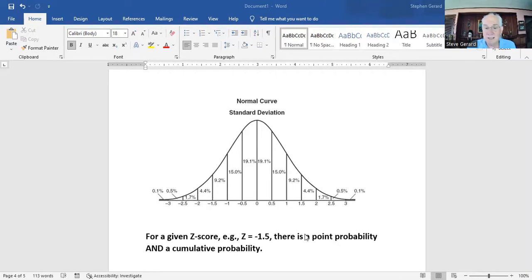Now, here's the interesting thing: the probability of getting a z-score of positive 1.5 is exactly the point probability of getting a negative 1.5. The height of these lines is exactly the same. And that's the height, that's the probability of that specific point happening. However, the cumulative probability of getting a positive 1.5 z-score is the sum of everything to the left here.